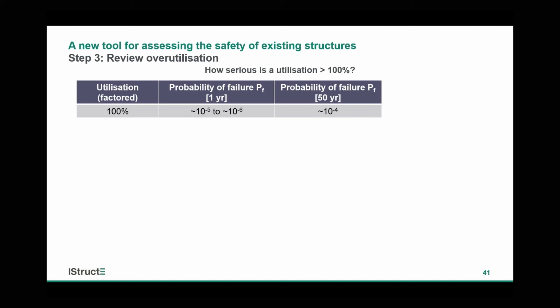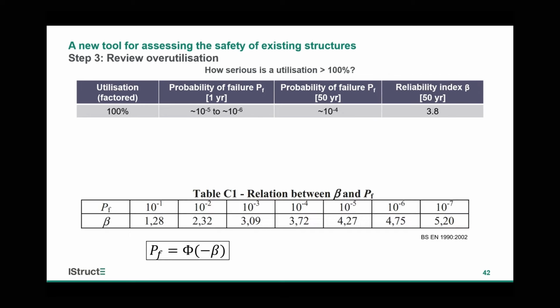Now, typically codes tell us that 100% factored utilization, that's comparing the factored design values to the factored strengths, relates to an annual probability of failure of roughly 10 to the minus 5 to 10 to the minus 6. And obviously, if we look at a longer time period, then the probability of failure goes up. So if we look at it over a 50-year period, which is what codes typically look at, or often look at, we might end up with a probability of failure of, say, 10 to the minus 4. And this is for standard design scenarios.